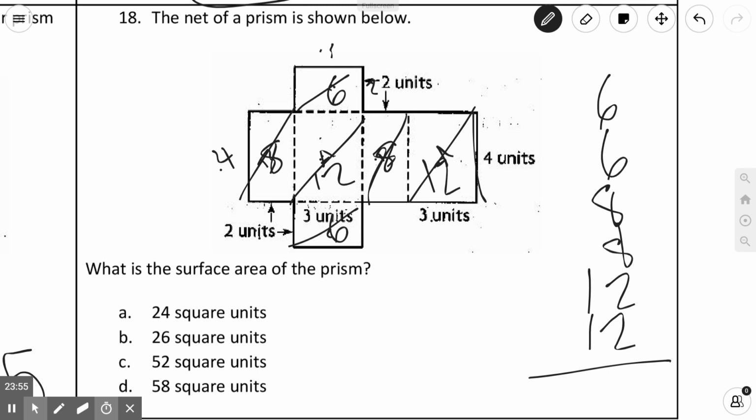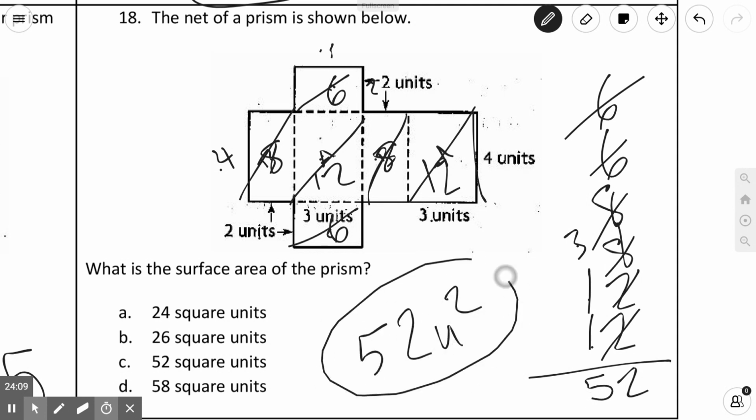So I've got 8 plus 2 is 10. 8 plus 2 is 10. That's 20, 26, 32. Then 12 plus 12, 24, and 24 plus 32 gives 52 units squared.